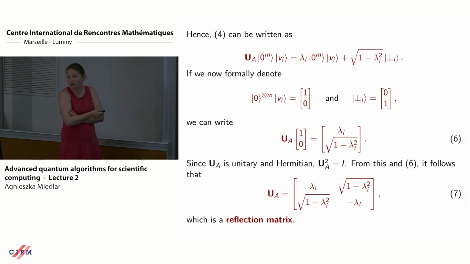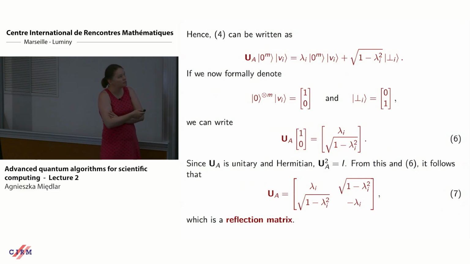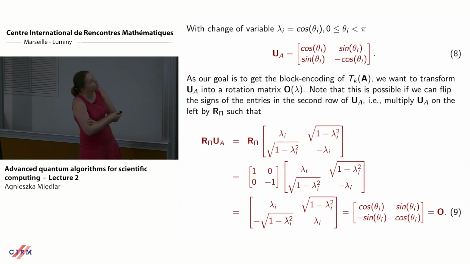I already have the first column of it, so then I can easily get back the formula for this matrix. So the block encoding UA will have this form. If I apply it to 1, 0, I will get this one, and the other part is this. If you look at this, this is nothing but a reflection matrix. You can again do this swap of variables to have it in terms of cosine and sine, but this is the reflection matrix. So the block encoding UA is a reflection matrix.